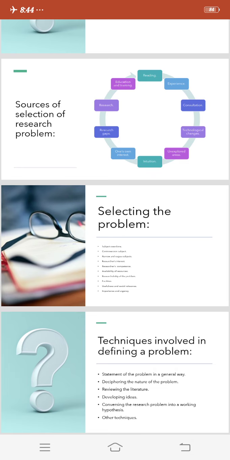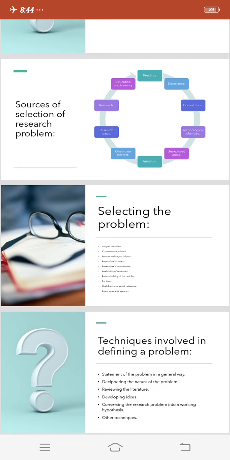Next one is usefulness and social relevance. Here, the problem selected should be useful in practical life and should have social relevance. Otherwise, the research becomes meaningless.